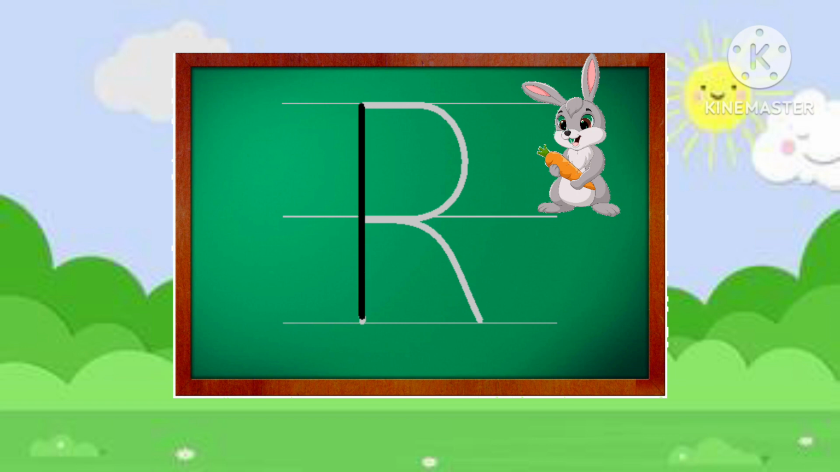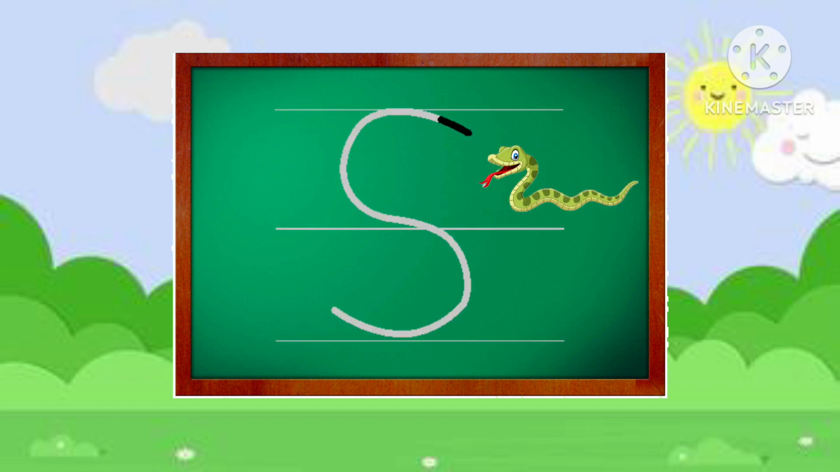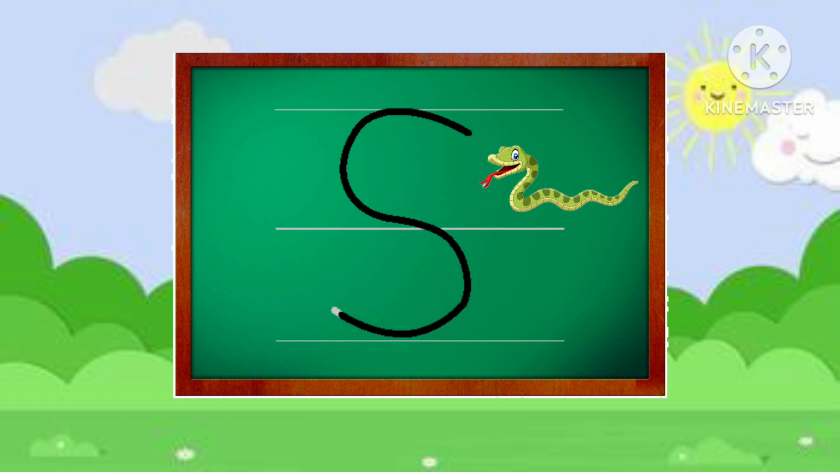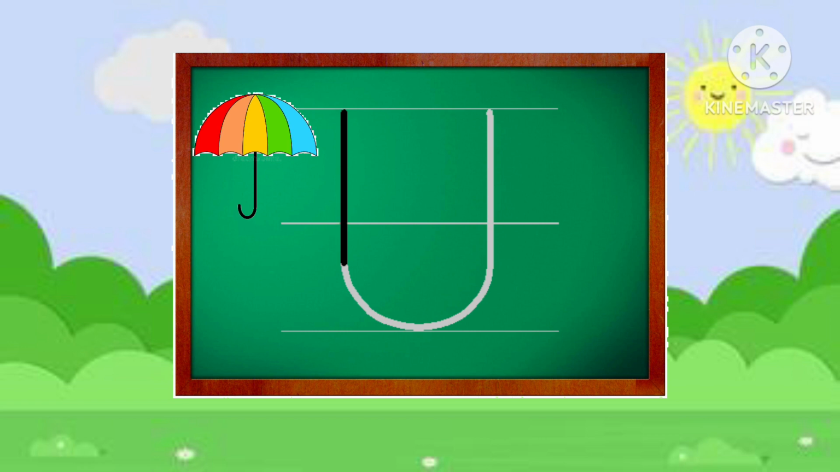Standing line, then curve, then slanting line from the end of the curve. R for rabbit. S for snake. Make right side curve, then left side curve. It's S for snake. T for tiger. Standing line, and at the top slipping line. It's T for tiger. U for umbrella.